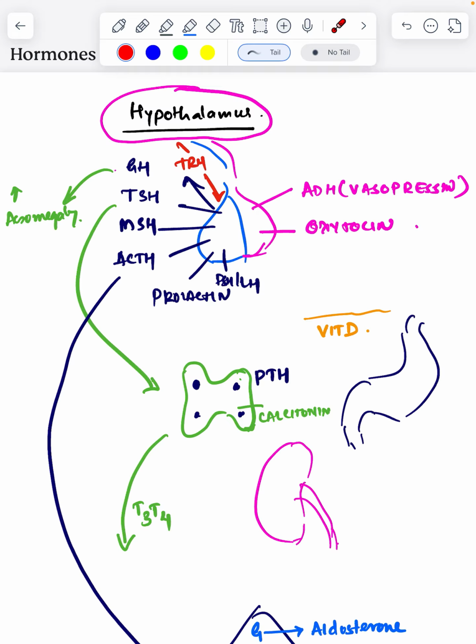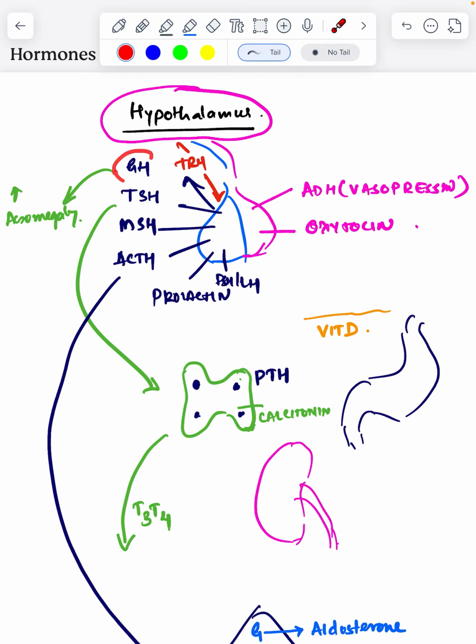It secretes from this, in order, growth hormone, thyroid stimulating hormone, melanocyte stimulating hormone, adrenocorticotropic hormone. This is adrenal. It's acting on growth, thyroid, melanocyte, adrenal cortex, prolactin, FSH and LH. So these are the important hormones which are stimulated and they target the different organs. That is anterior pituitary. Posterior pituitary releases ADH and oxytocin. So ADH is also called vasopressin. So these are the important hormones.